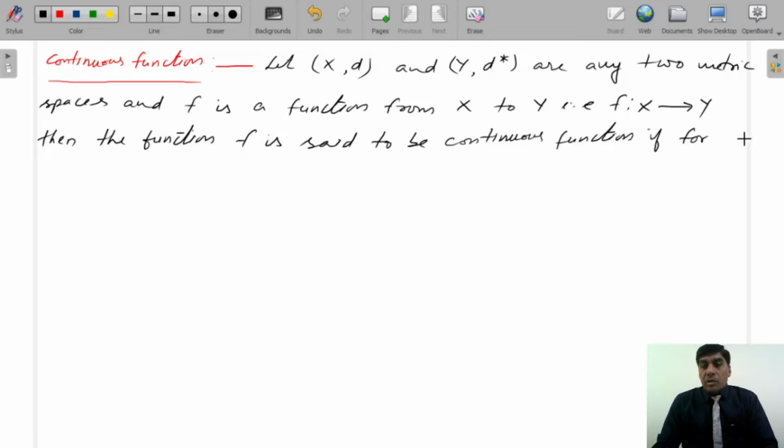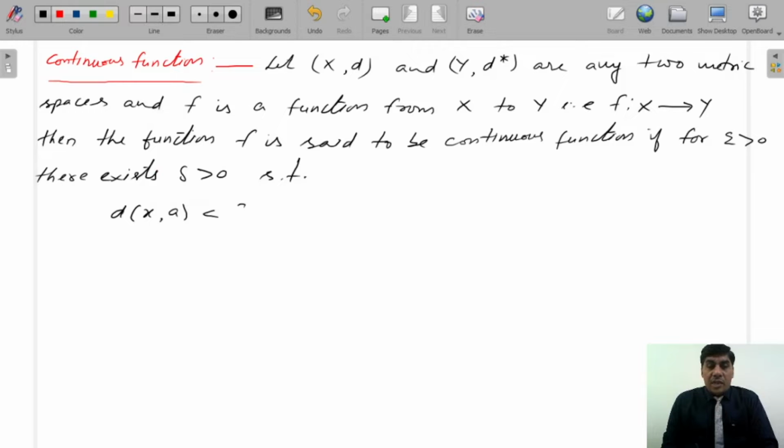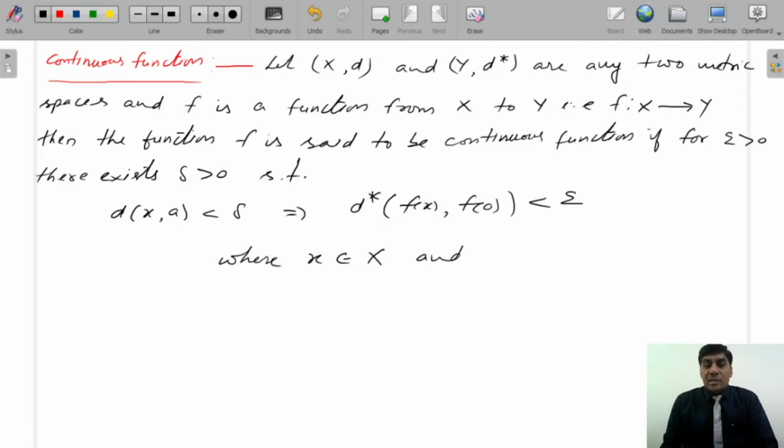if for epsilon greater than 0 there exists delta greater than 0 such that distance between x and a is less than delta implies d star of f(x) and f(a) is less than epsilon, where x belongs to capital X and f(x) belongs to capital Y.